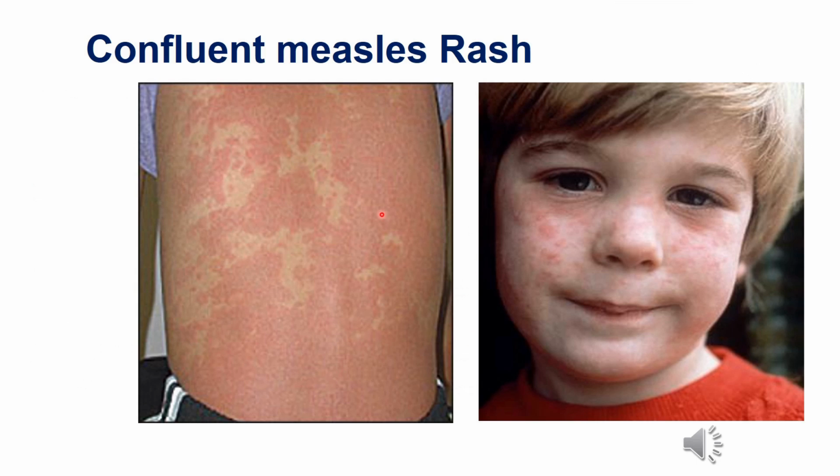In this picture you can see the confluent rash of measles. These are blanching rashes. These are also rashes of measles.